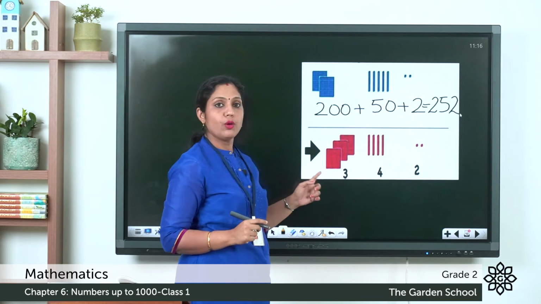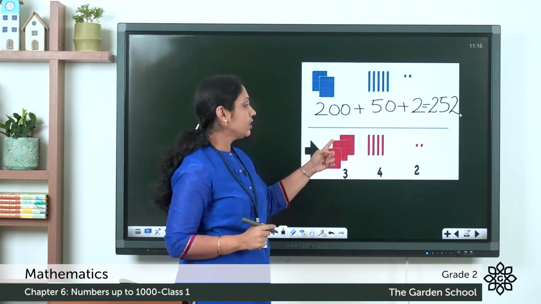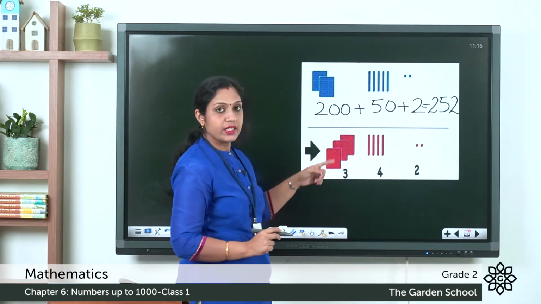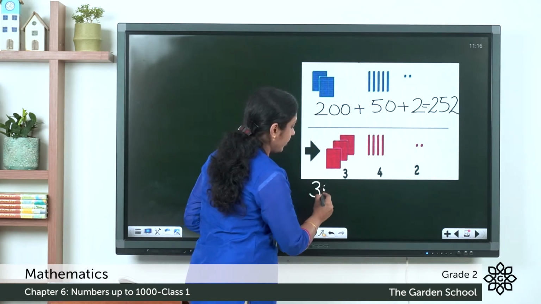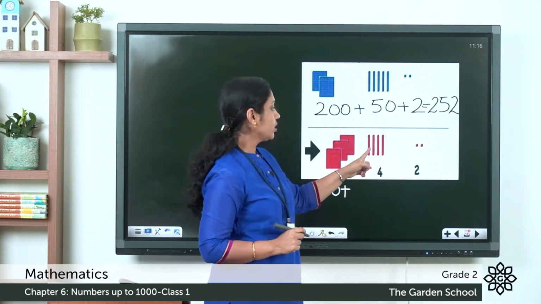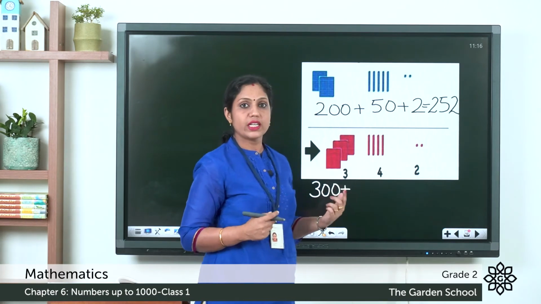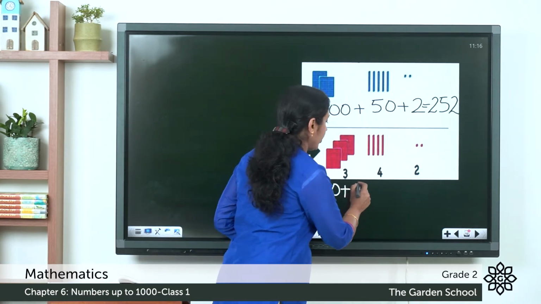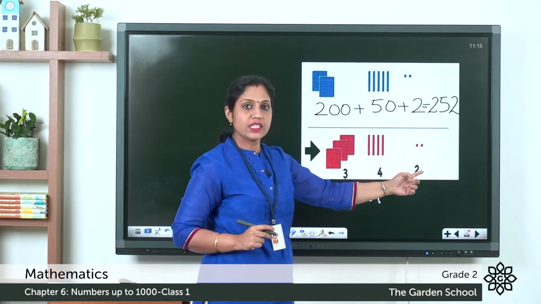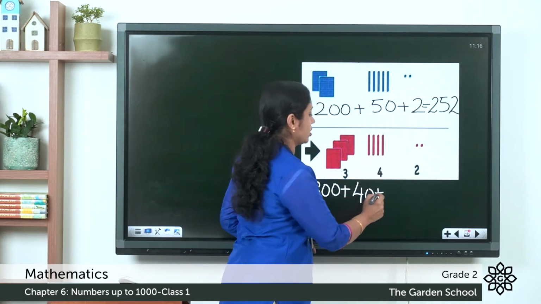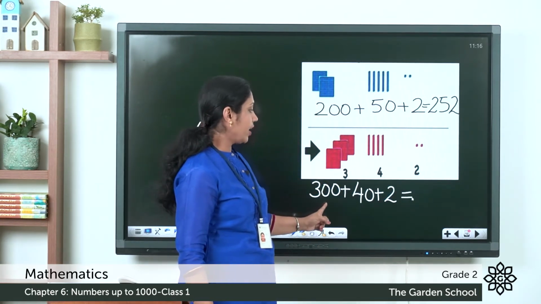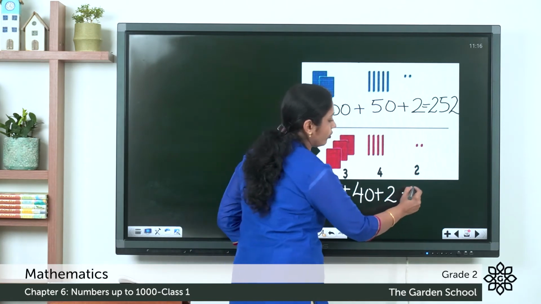Here let's see how many hundreds blocks there are. There are 300. So we can write it as 300 plus, how many tens blocks are there? 1, 2, 3, 4 and 4 tens makes 40. So write it as 40 plus, how many ones blocks are there? There are 2 blocks. So it is 2. And how can we form the number with this? 342. So how can we write it?